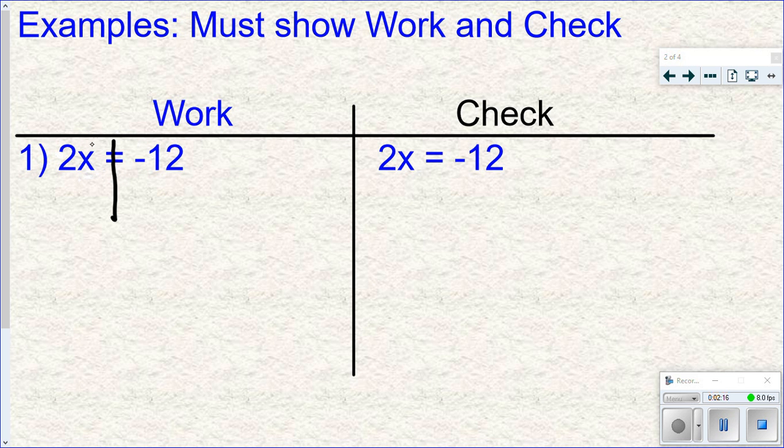So step one, locate the variable. Here it is on the left side, so that's where my attention is. Step two is to get this x by itself. I want to find out what its value is. So this says 2 times some number is equal to negative 12. And the whole point of this is to figure out what that number is. 2 times what equals negative 12.